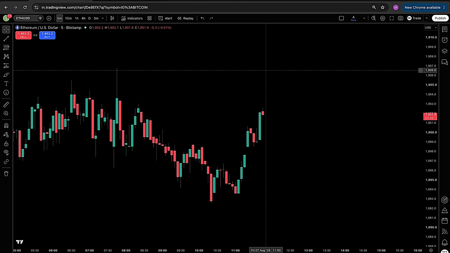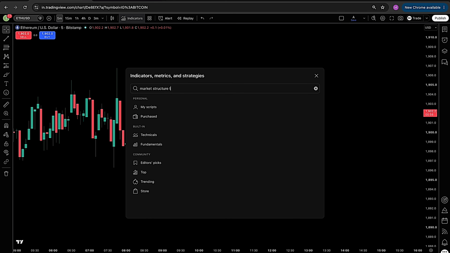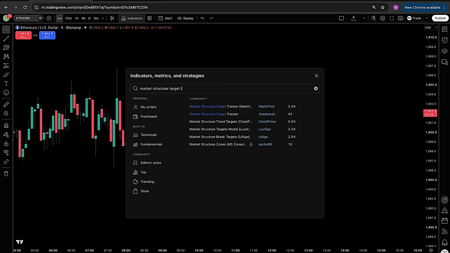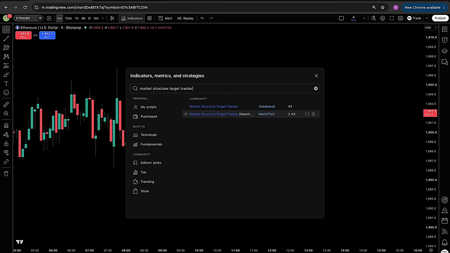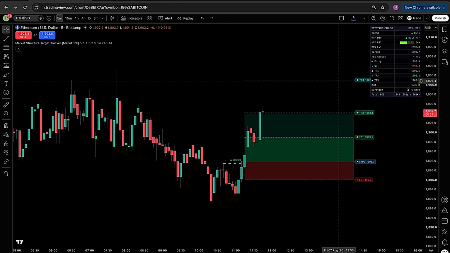We will come to the indicator section and search for the name of the first indicator, which is Market Structure Target. As you can see, the Market Structure Target tracker will appear in the second position. You need to add it. As soon as you add it, it will look something like this. You need to go into its settings.